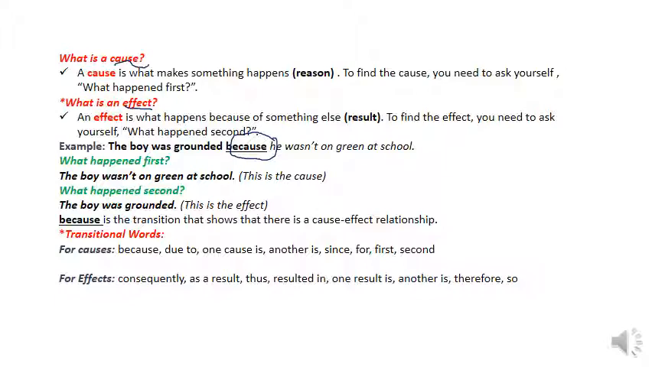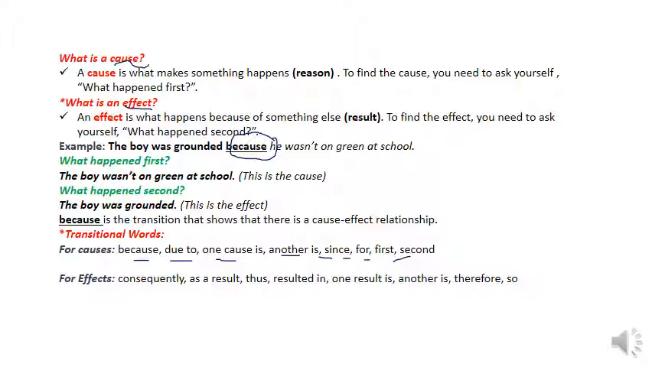Now we are going to talk about some transitional words that show causes and others that show effects. Some of the transitional words that show causes are because, due to, one cause is, another cause is, since, for, first, and second. First and second are used to tell two causes or more.